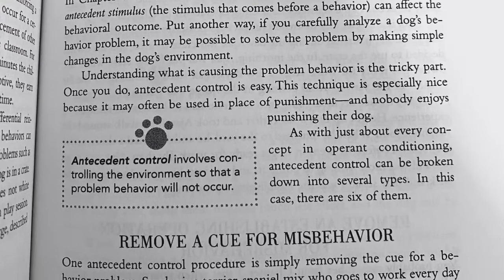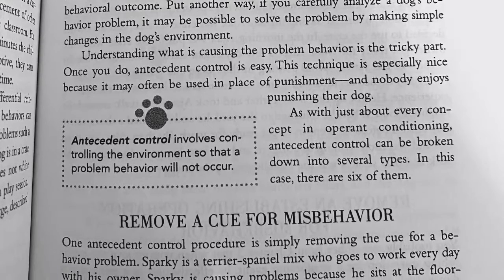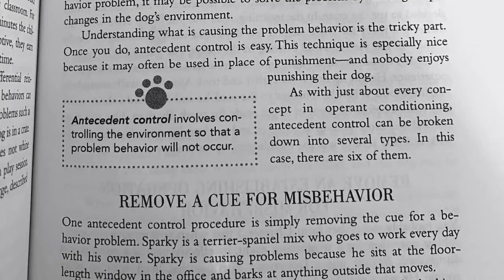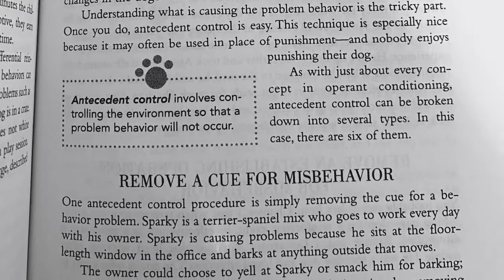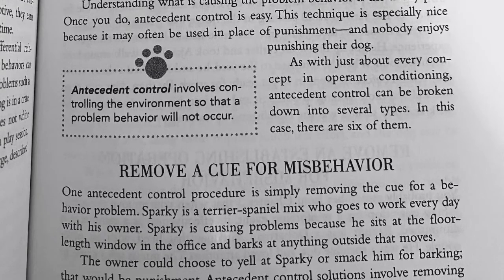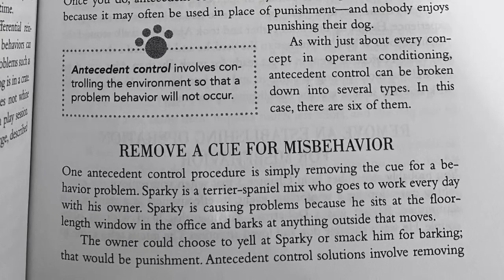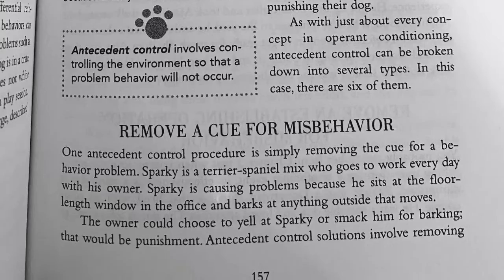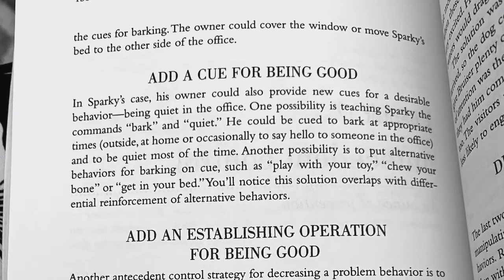Sparky is a Terrier Spaniel mix who goes to work every day with his owner. Sparky is causing problems because he sits on the floor-length window in the office and barks at anything outside that moves. The owner could choose to yell at Sparky or smack him for barking. That would be punishment. Antecedent control solutions involve removing the cues for barking. The owner could cover the window or move Sparky's bed to the other side of the office.